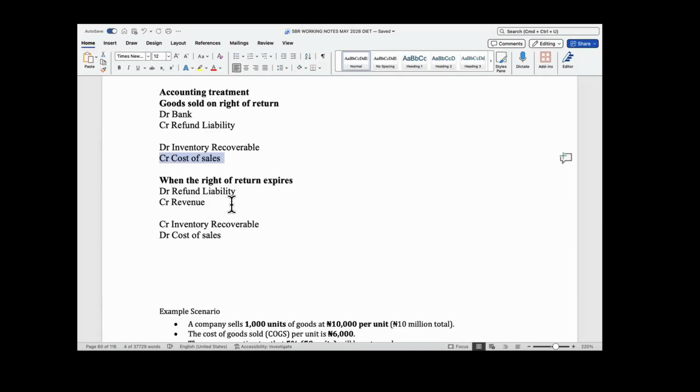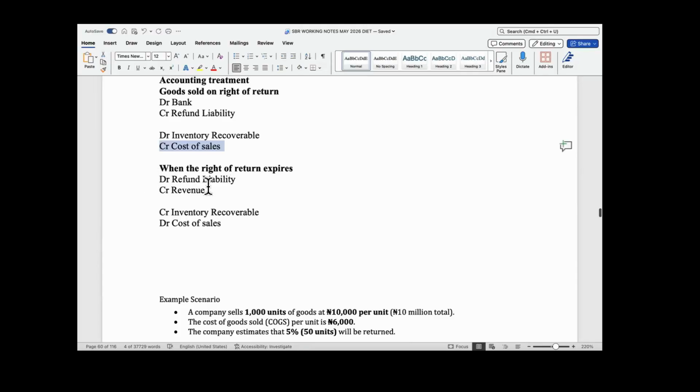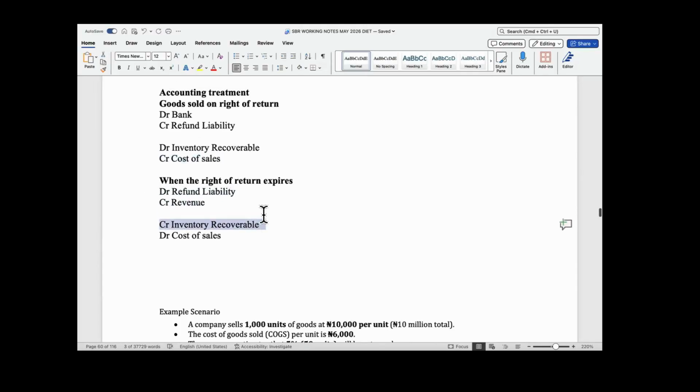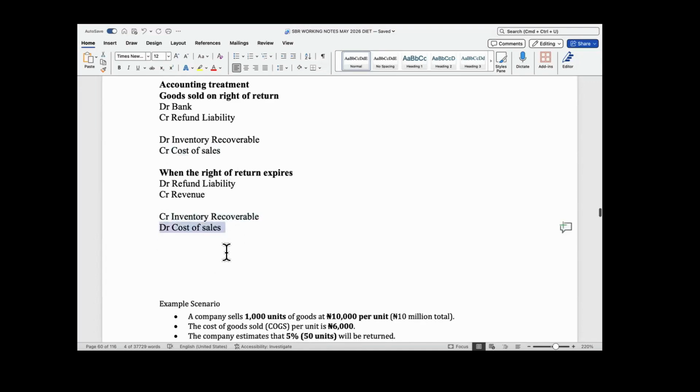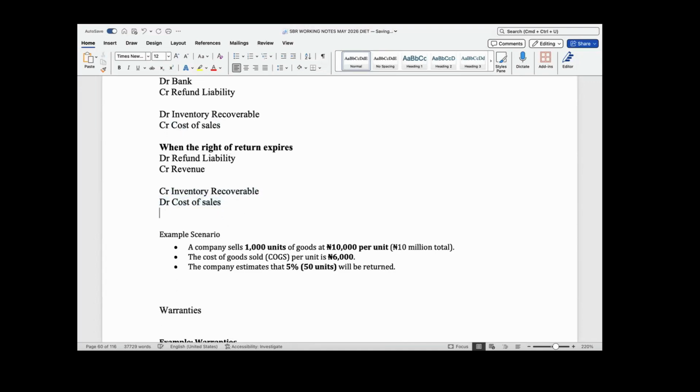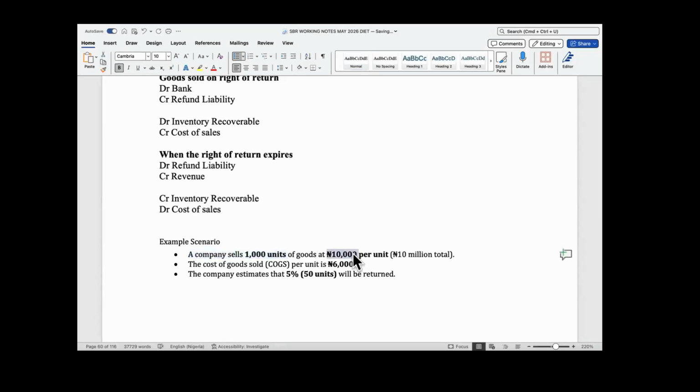So when that period expires and the customer is not returning, then you can recognize revenue. Then you close out the inventory recoverable account and recognize your cost of sales. Now, a simple scenario: a company sells 1,000 units of goods at 10,000 per unit.